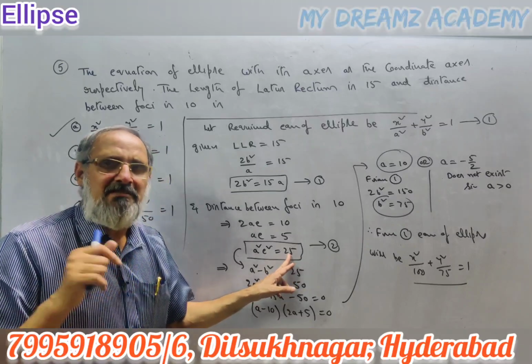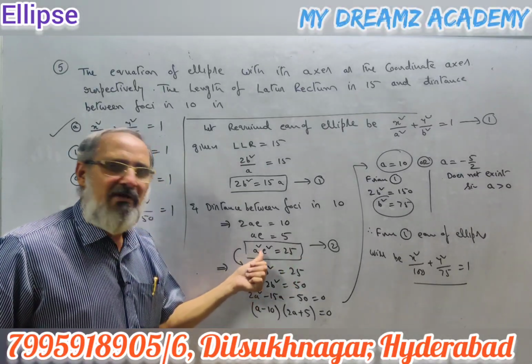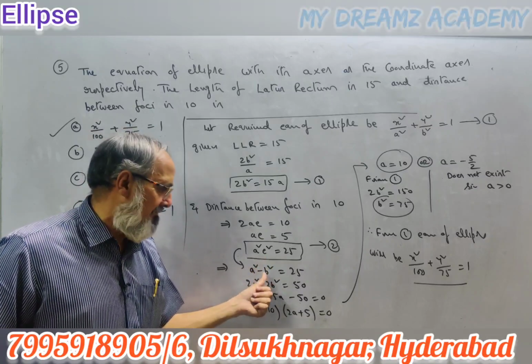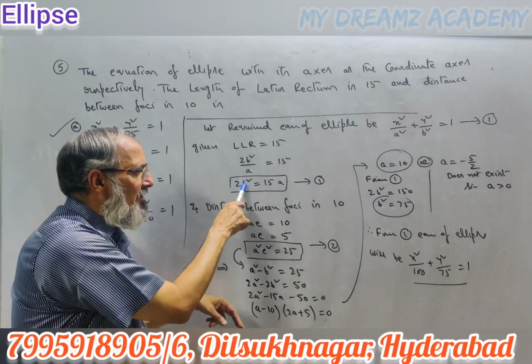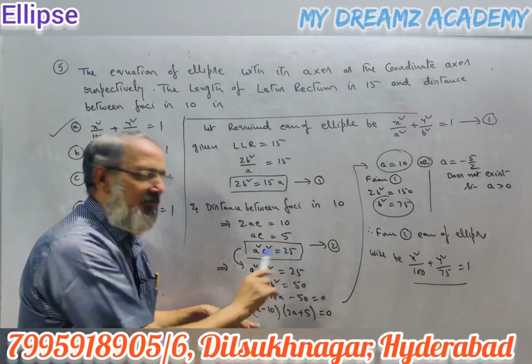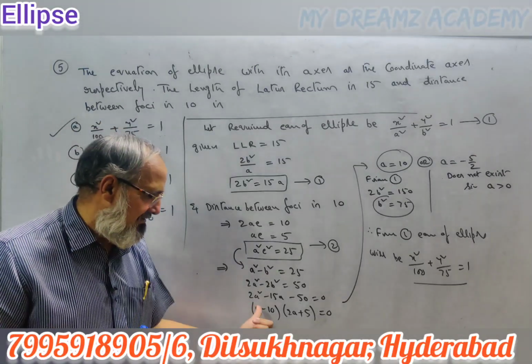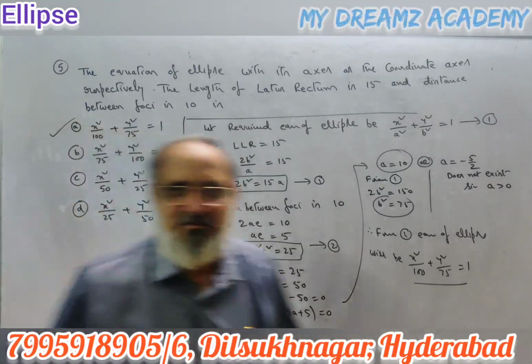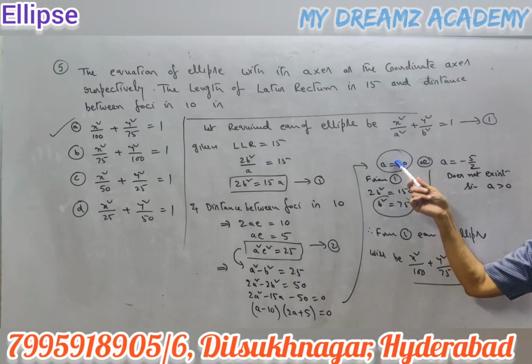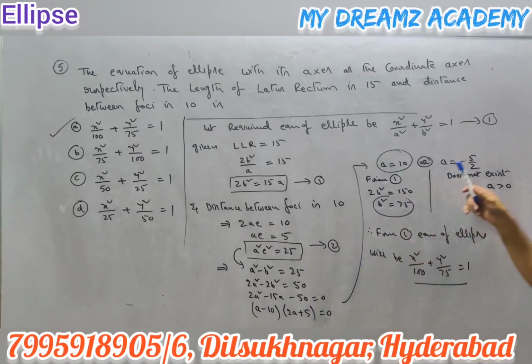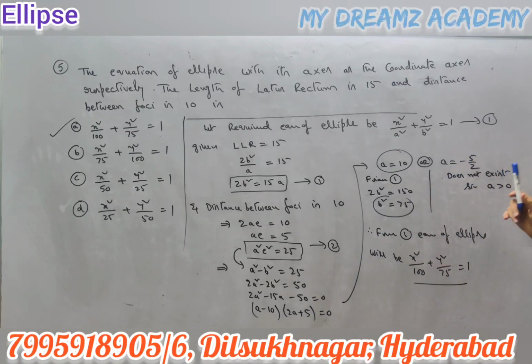According to the eccentricity formula, we know that a square e square is the same as a square minus b square. So a square minus b square equal to 25. Substitute the value of 2b square in this, and we get two factors: (a minus 10)(2a plus 5) equal to 0. First case: a minus 10 equal to 0 means a equal to 10. Second: 2a plus 5 equal to 0 means a equal to minus 5 by 2. A is the length of the semi-major axis, it can never be negative, so this does not exist since a is positive.